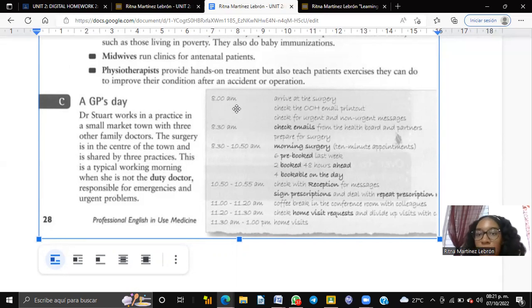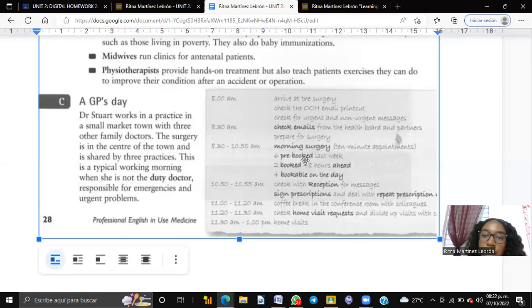8 a.m.: arrive at the surgery, check the out-of-hours emails and printouts, check for urgent and non-urgent messages. 8:10 a.m.: check emails from the health board and partners, preparing for surgery. 8:30 to 10:15 a.m.: morning surgery, 10-minute appointments.